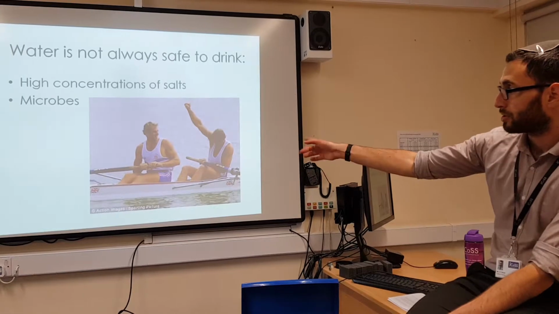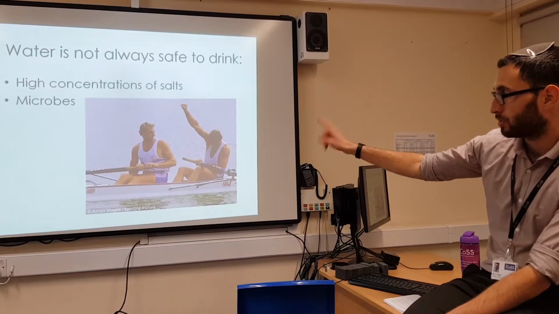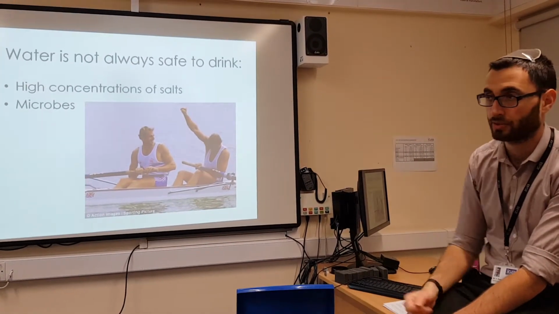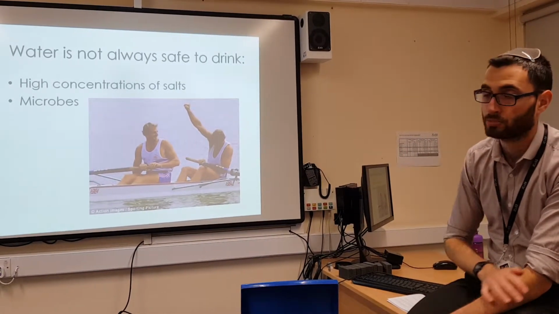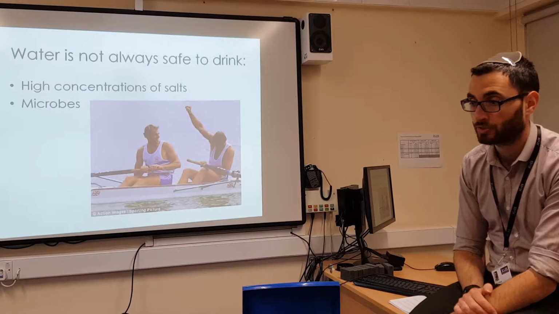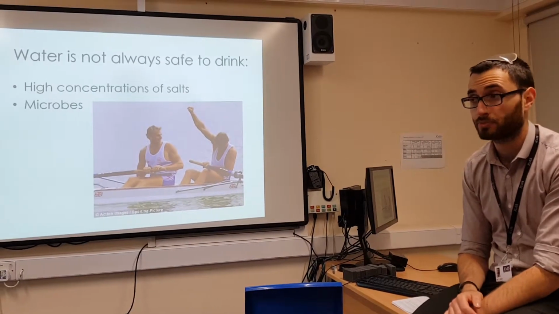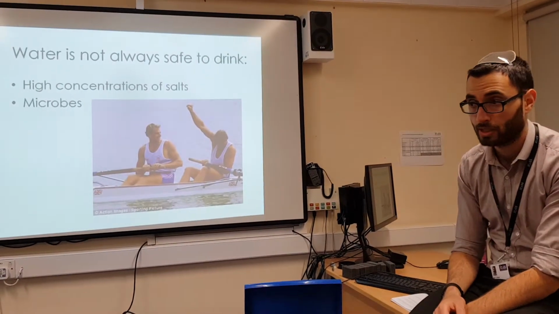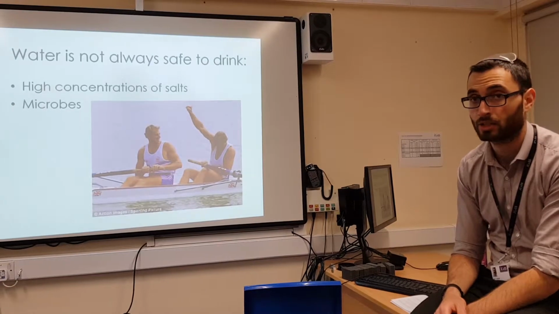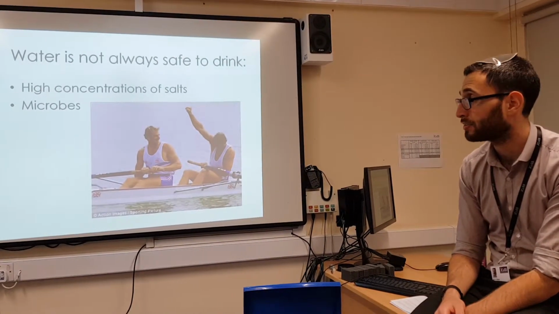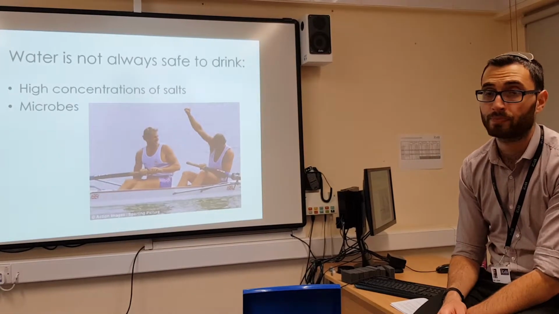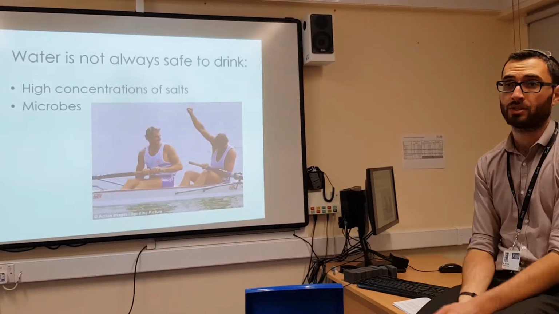So this is a picture of Sir Steve Redgrave and his rowing partner. Sir Steve Redgrave is a highly decorated British rower, and this is his partner, Andy Holmes. Andy Holmes died a while back of something called Weil's disease. Weil's disease is from drinking river water, normally that's been contaminated naturally, by things like rats urinating in the water, and it can carry an infection which will make you ill and die. So the water even in rivers isn't safe to drink.